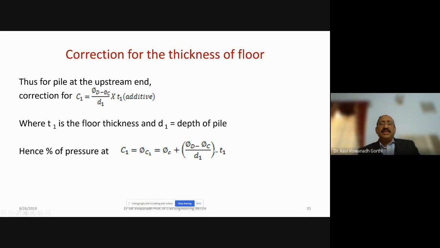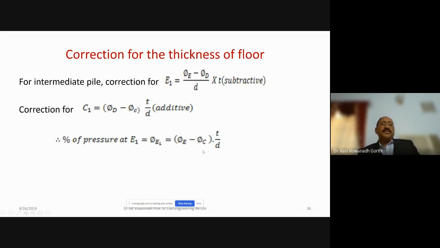Just it is the additive value that we have taken. Similarly, for the intermediate pile, it will be 5E minus 5D by D into the thickness T. So correction for C1, 5D minus 5C into T by D, and percentage of pressure will be equal to 5E1, will be equal to 5E minus 5C into T by D.